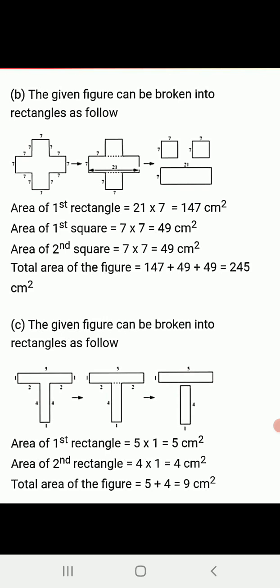The third diagram is the shape of a T, which can be split into 2 different rectangles. The first rectangle is 5 into 1, that is 5 as a length, 1 as a breadth. The area will be 5 centimeters square. For the second one, length is 4, breadth is 1, so 4 ones are 4 centimeters square is the area of it. So what will be the total area? 5 plus 4 will be 9 centimeters square.